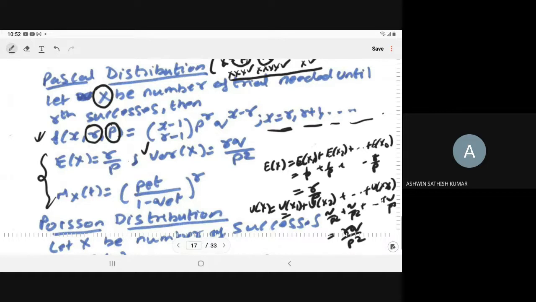The minimum value of the Pascal distribution is r, because for r successes at least r Bernoulli trials are required. Then r plus 1, r plus 2, and so on. If you are unlucky, you will get the r successes only after many trials, so it continues to infinity.